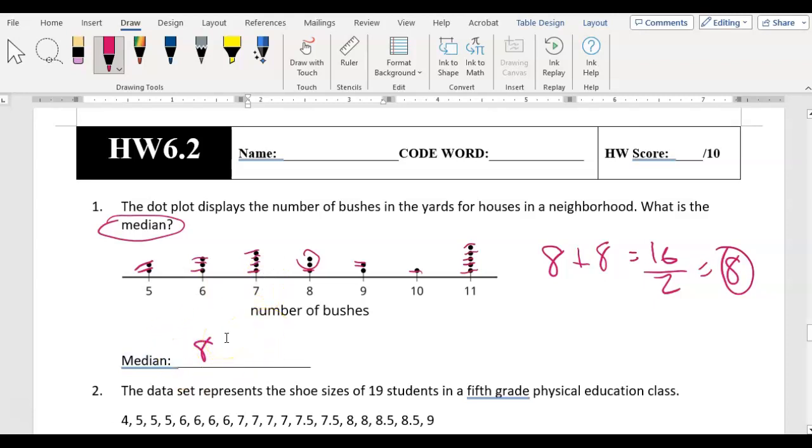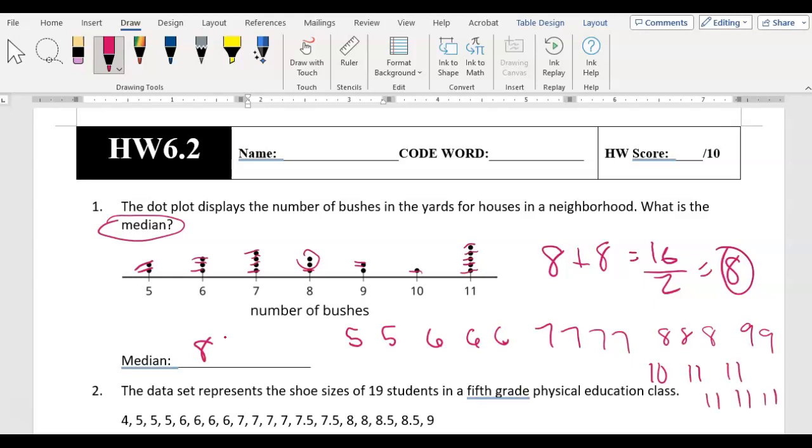So when you have a dot plot, I would strongly recommend that you cross off the numbers as you have them. You can write them out. So you would have 5, 5, 6, 6, 6, 7, 7, 7, 7, 8, 8, 8, 9, 9, 10, and then 5 11s.